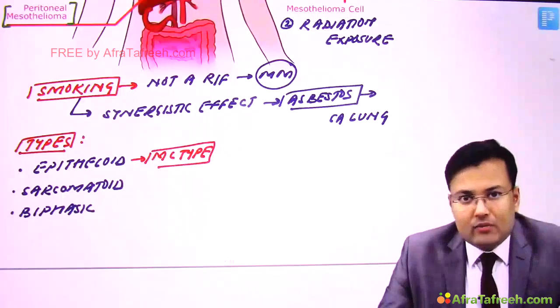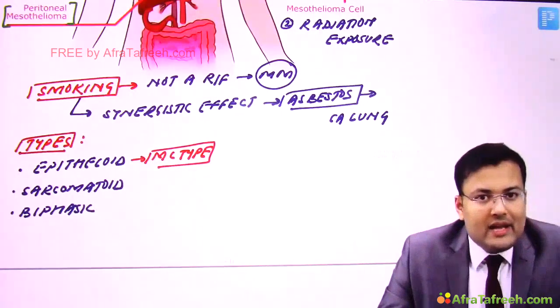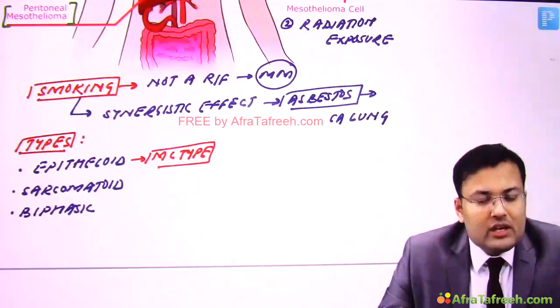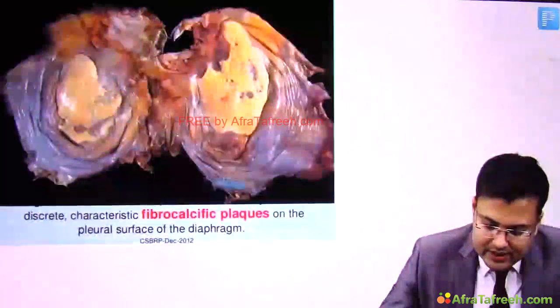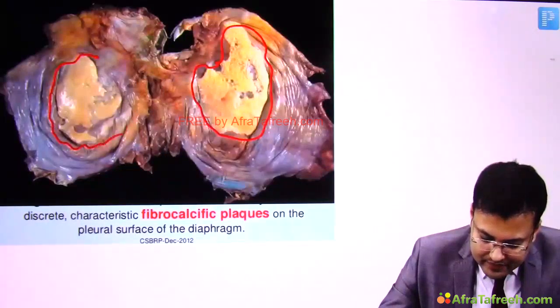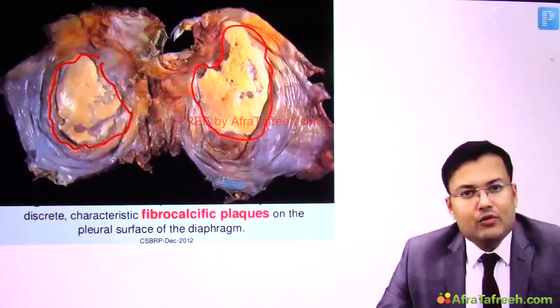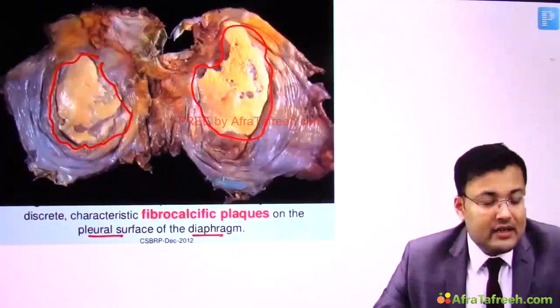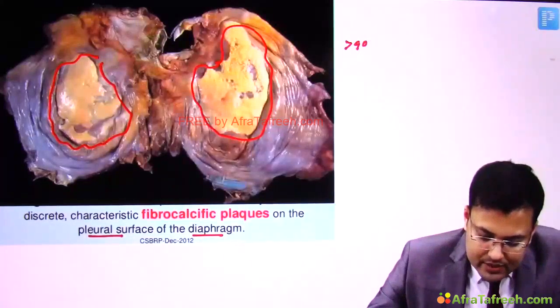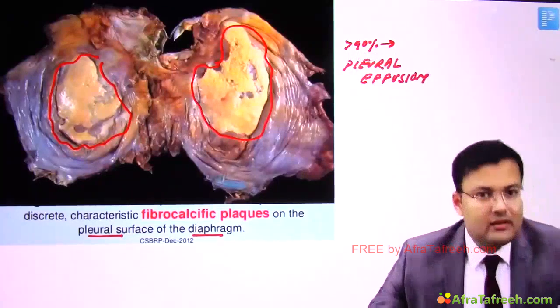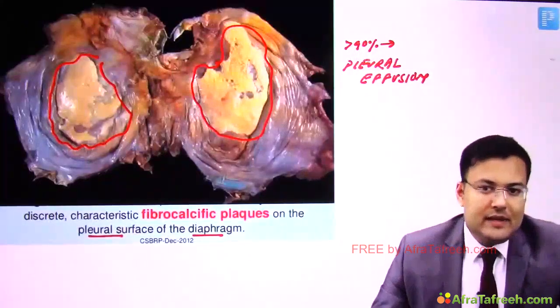Malignant mesothelioma is asked in pathology also, and it is asked in surgery also. Now see how the tumor looks grossly. In this picture you can see the presence of discrete fibrocalcific plaques on the pleural surface of the diaphragm. This is one finding. Second, in more than 90% of patients, there is pleural effusion.